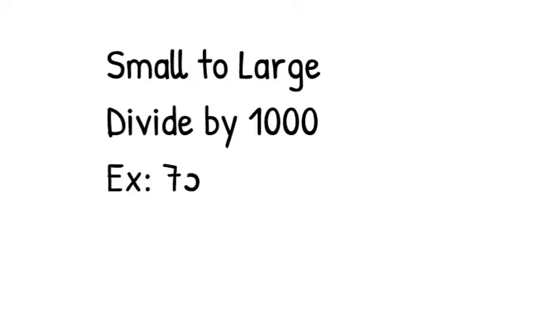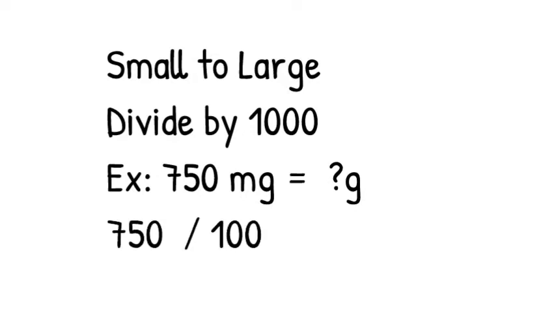Small to large is just the opposite. Here we divide by 1,000. For example, 750 milligrams is how many grams? Divide that by 1,000 and you get 0.75 grams.